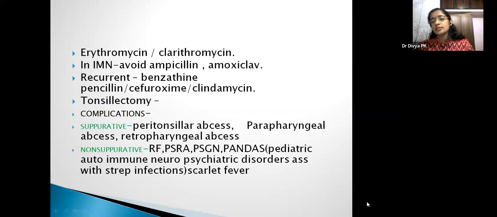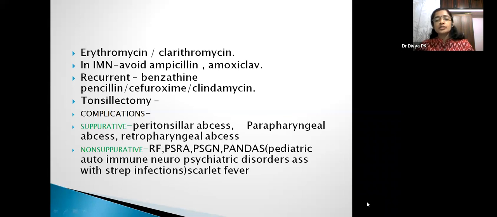And if there are more than 7 episodes in 1 year, or 5 episodes per year for the last 2 years, or 3 episodes per year for the last 3 years, if any of these criteria are present, you can go for tonsillectomy. These are the criteria adopted from Paradise.